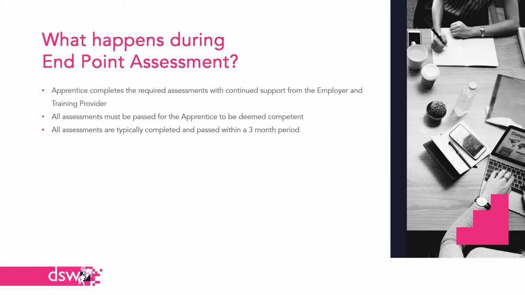What happens during endpoint assessment? The apprentice completes the assessments detailed in the assessment plan. There is still an expectation that the apprenticeship training provider will support apprentices throughout the endpoint assessment period. This is to ensure that they're familiar with what's to come, and so mock exams can be completed with them. In order to pass and be deemed competent, the apprentice must pass all of the assessments. This typically happens over a period of 3 months from the point they are approved for Gateway.